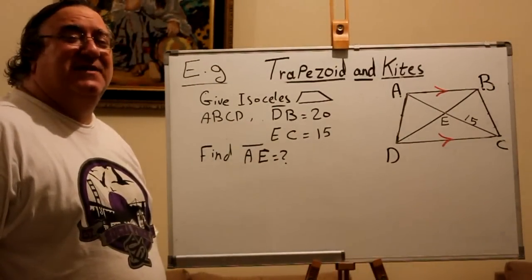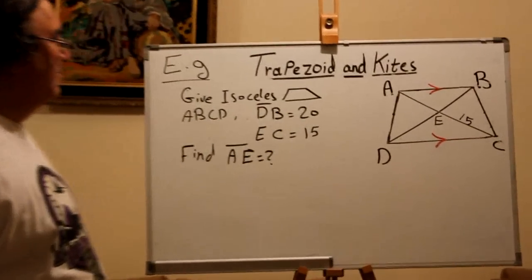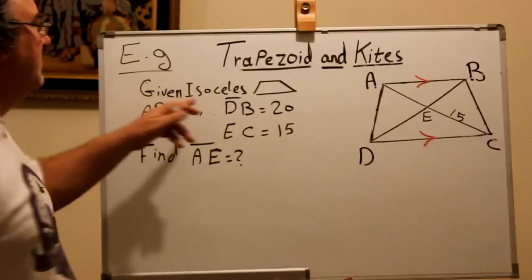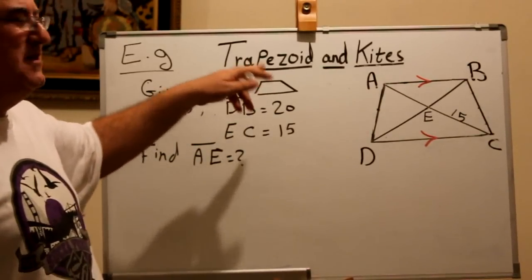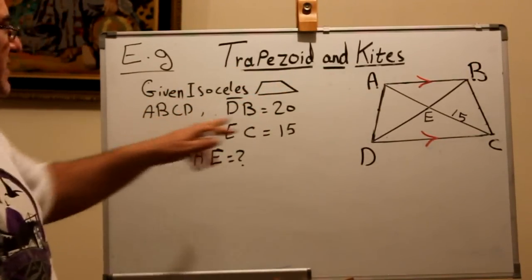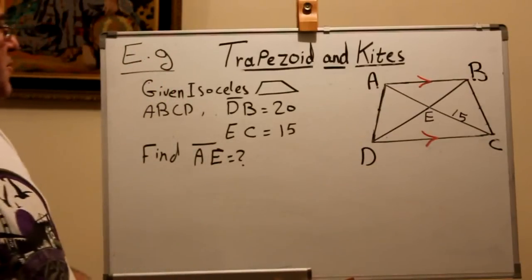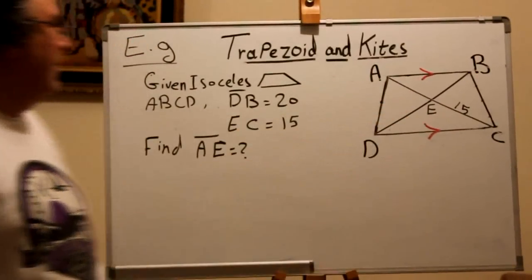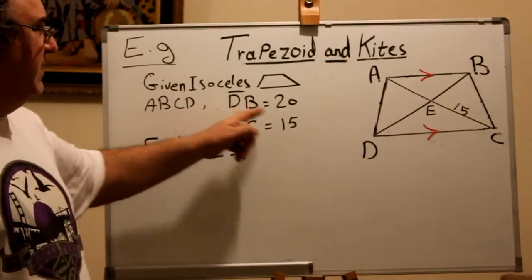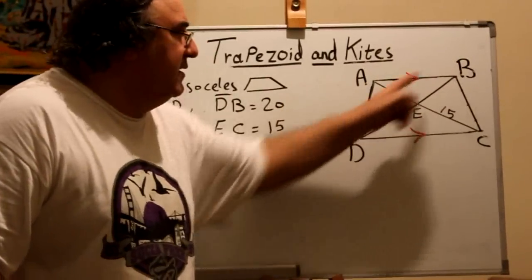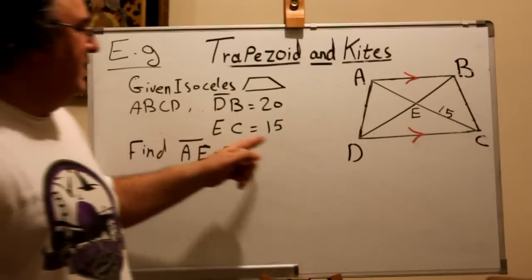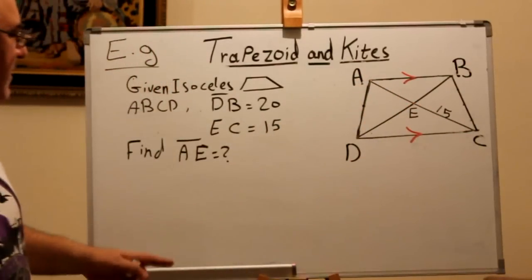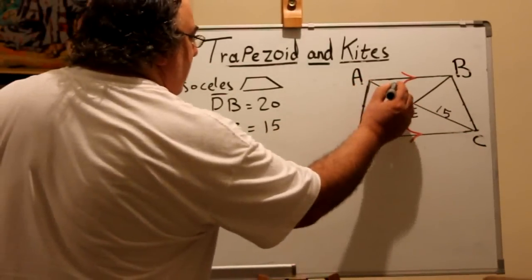Let's have now a second example about trapezoids. Given an isosceles trapezoid ABCD, where the diagonals DB and AC intersect at E. So he is telling us DB, from here to here, is 20 and EC is equal to 15. AE, how much is AE?